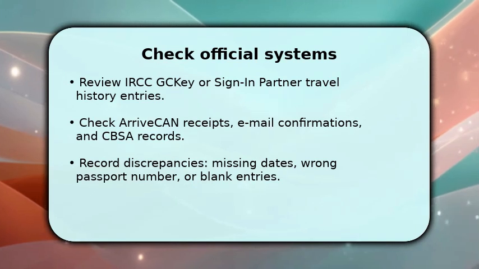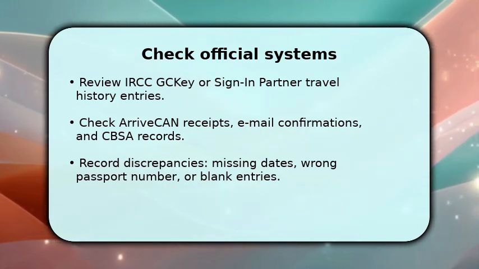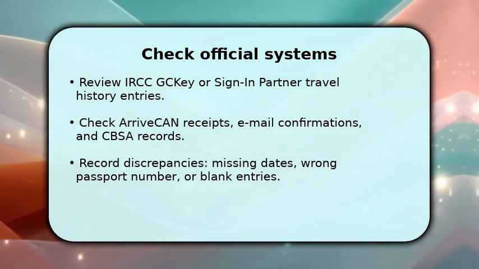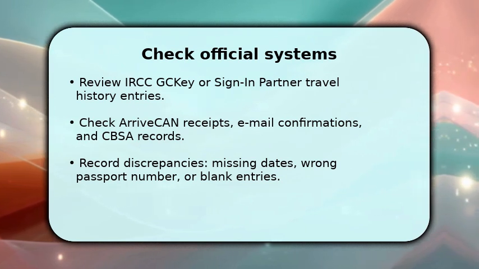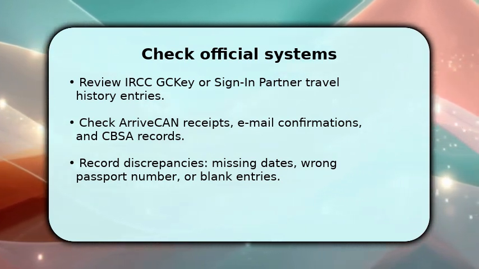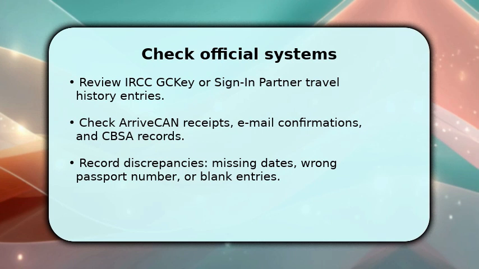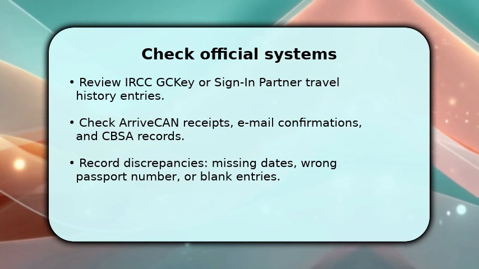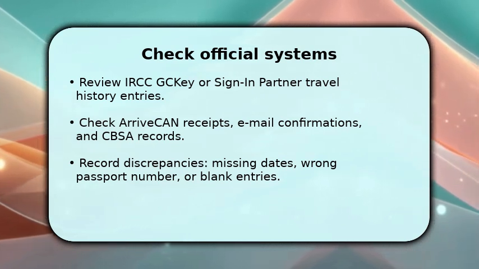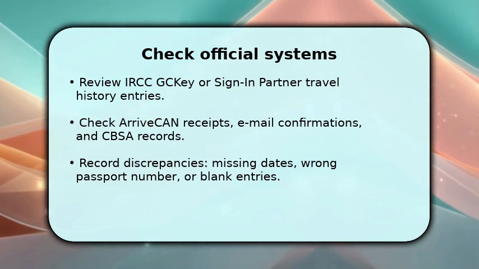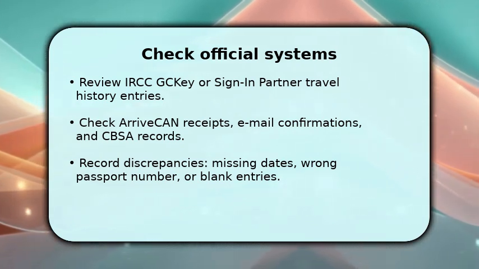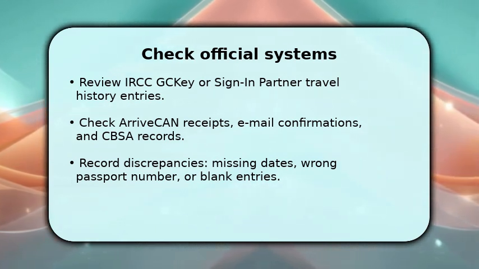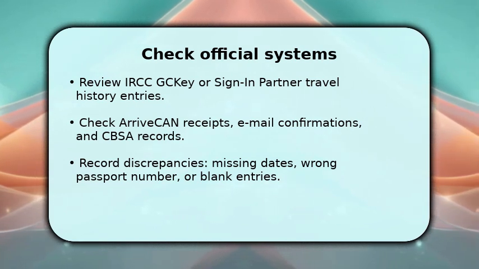Next, you inspect the official logs. Sign into IRC with GC Key or sign-in partner and review travel history. Then check Arrive CAN and any CBSA correspondence for entry/exit timestamps. Compare each entry to your stamped passport and boarding passes. If numbers or dates mismatch, note exact differences and timestamps. This precise comparison matters because it frames your request for correction and shows officials where their records diverge from your documentary proof.